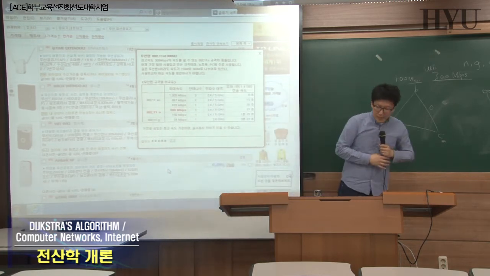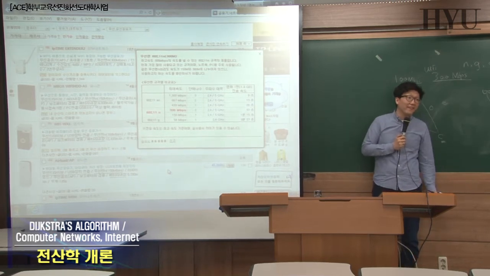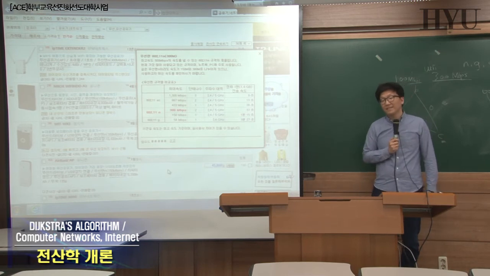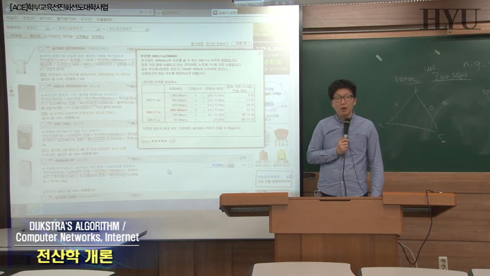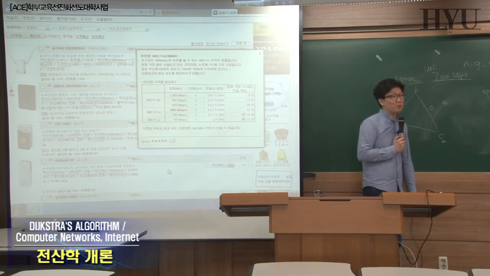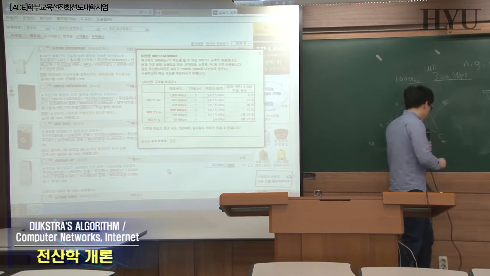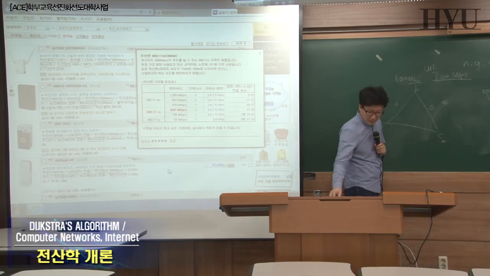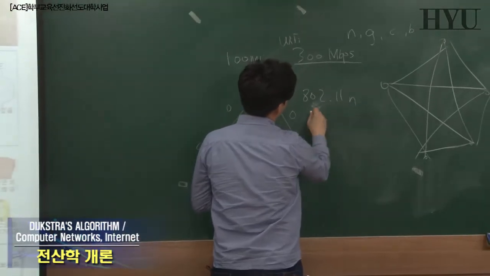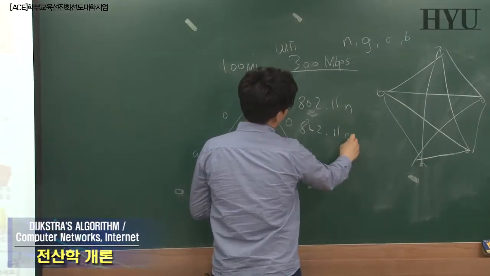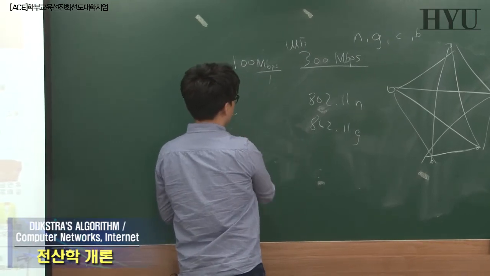So people who buy recent iPads, probably they can support up to N. People who buy really recent ones, like a MacBook, can support up to AC. It means they can support those protocols. So those are actually the protocol names that we use. 802.11n, 802.11g. Something is missing in front actually.